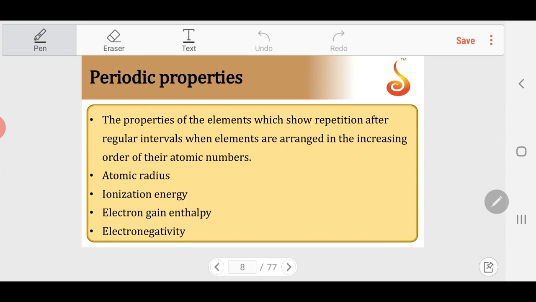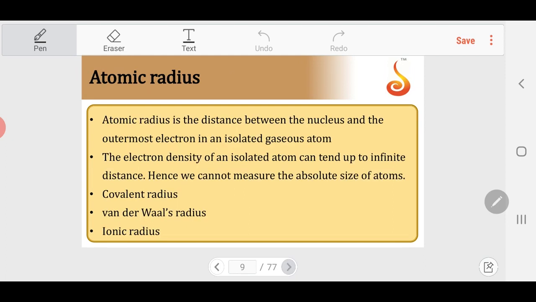Periodic properties. These are the properties of elements which show a regular variation when we move in the increasing order of atomic numbers, or which show regular repetition after regular intervals when we arrange the elements in increasing order of atomic numbers. Some important periodic properties are atomic radius, ionization energy, electron gain enthalpy and electronegativity. So let us see one by one.